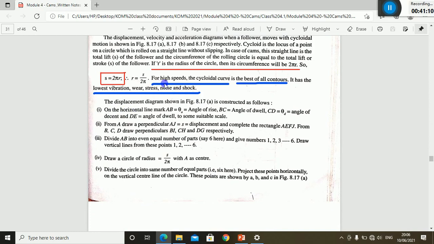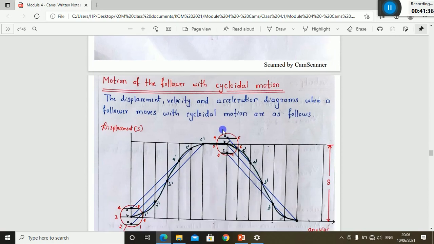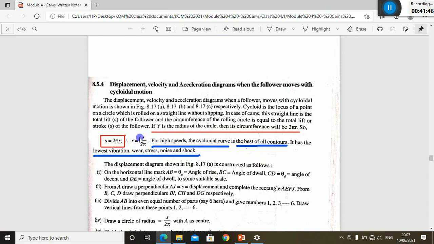And as I explained, for high speeds the cycloidal curve is best to design the surface of the cam profile, so that you can reduce the vibration, wear, stress, and noise. That's why for most applications we go with the cycloidal motion, in which the circumference of the circle, that is 2 pi r, will be equal to the stroke length of the follower. That is, s is equal to 2 pi r, so that r becomes s by 2 pi.